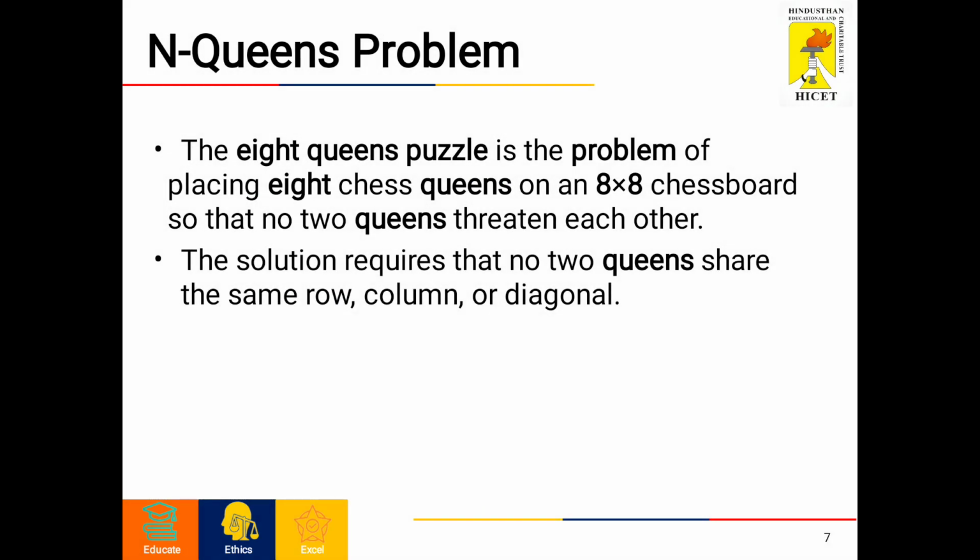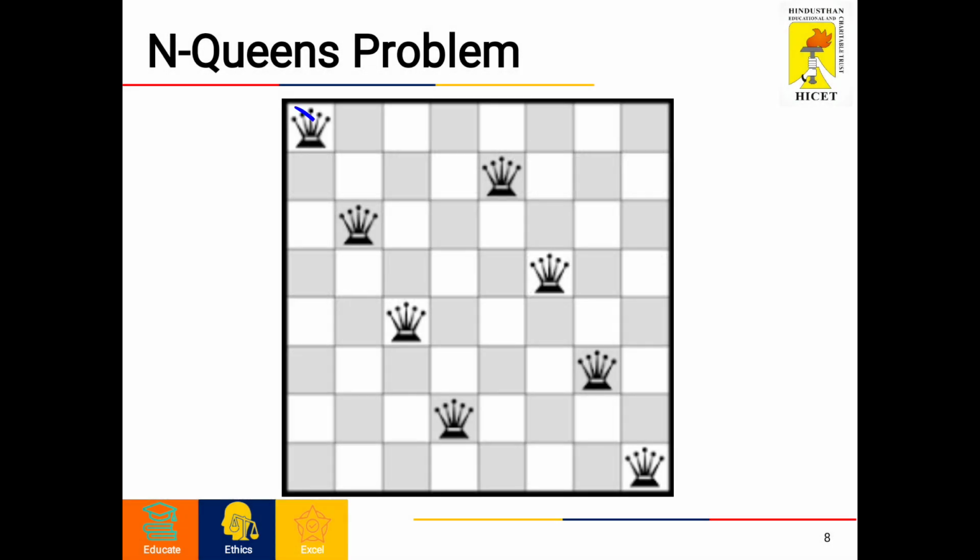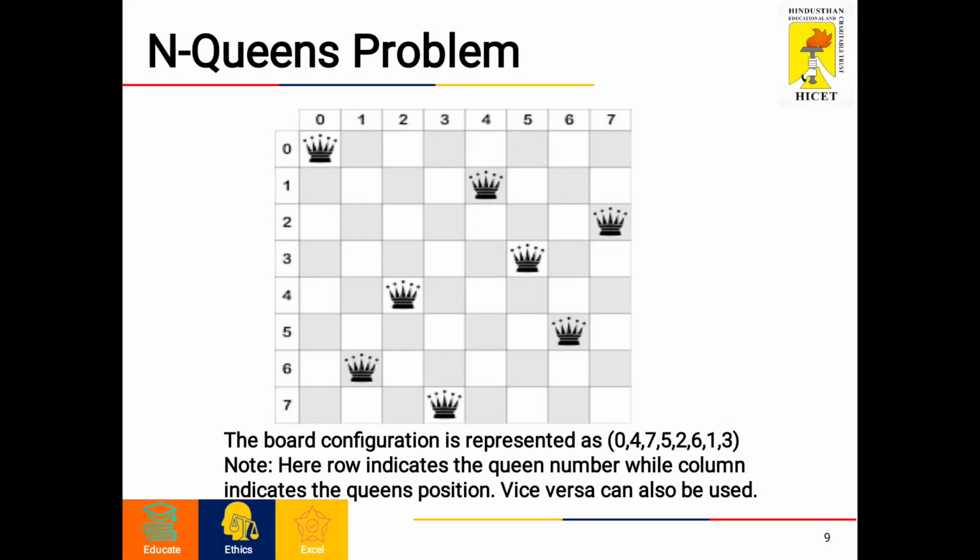The 8 queens problem is the challenge of arranging 8 queens on a chessboard in such a way that no two queens pose a threat to one another. The solution requirement is very simple: no two queens share the same row, the same column, or the same diagonal. This is a threat, where two queens are placed on the same diagonal. There are 92 possible solutions. One of the solutions is given here.